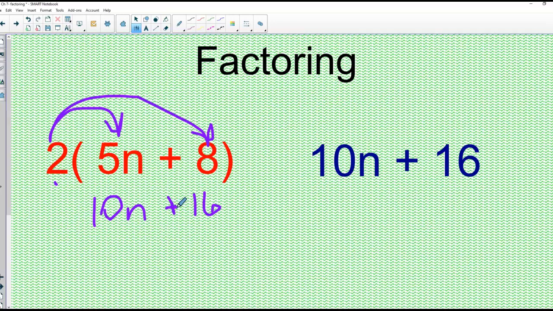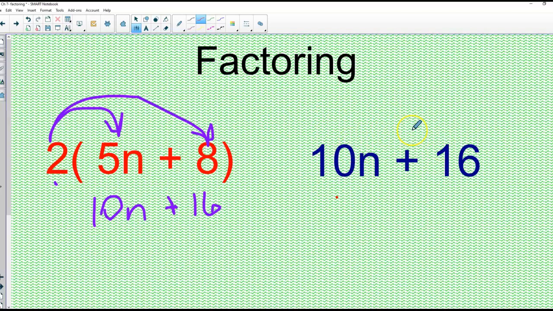Well, today we're going to start off by sort of doing the opposite. If you look, when I distributed this, I got 10n plus 16. I'm starting with 10n plus 16 now, and I want to turn it into a factored expression, which will look like this, where we have a number on the outside of the parentheses and some terms inside. So we're going to sort of do the reversal today. And we do that by finding the biggest number that can go into both 10 and 16. Finding something they have in common.